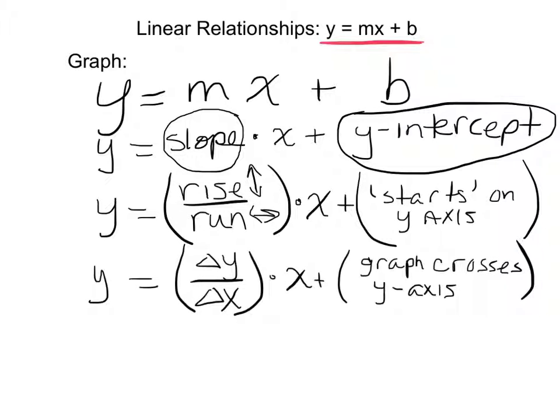Another way we've talked about slope is it's the ratio of the change in the y value over the change in the x value. And y-intercept, we've said it's where your graph crosses the y-axis or your line goes through the y-axis. Those are all different ways we've talked about this relationship using graphs.